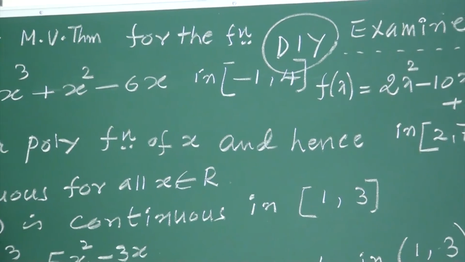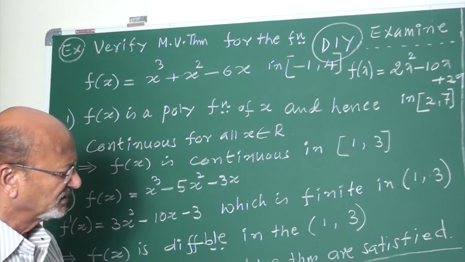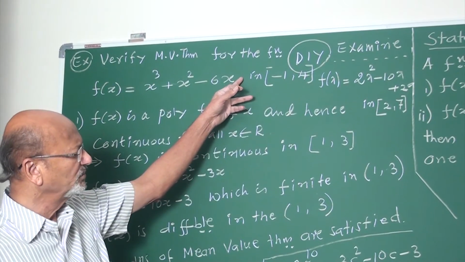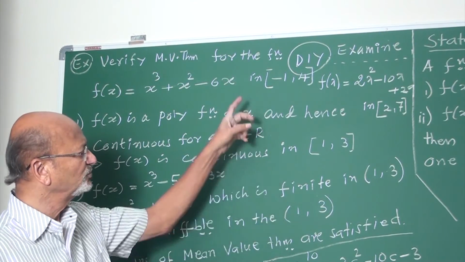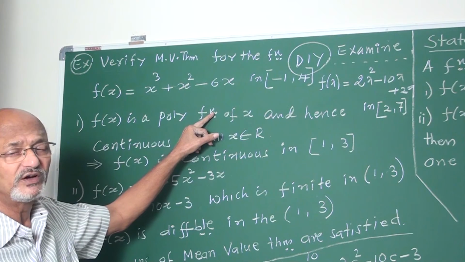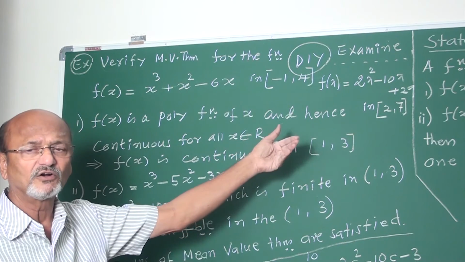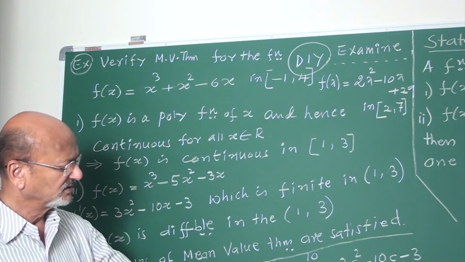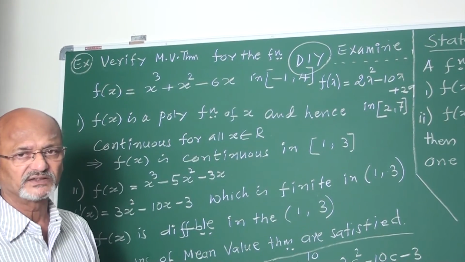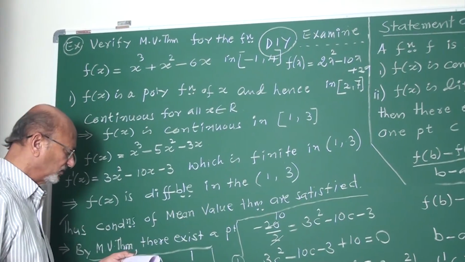Another type: sometimes, instead of verifying the mean value theorem, which is lengthy, the question will be restricted to: find the values of c by using the mean value theorem. At that time, directly find c, with no need to verify the first two conditions; they are already satisfied. Directly by the mean value theorem, there exists a point c where f dash c equals the slope. Yes, I will do one sample of that type. Find the value of c.